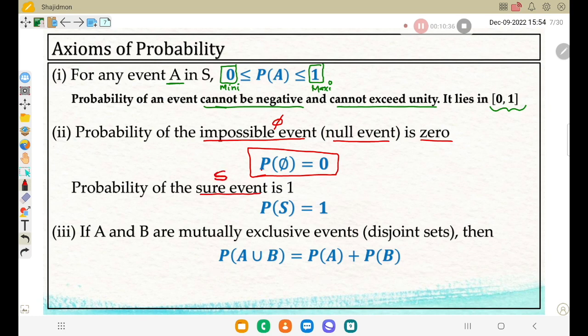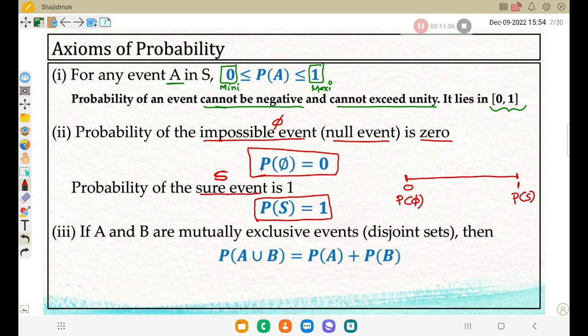A sure event means S, the sample space. So the probability of S should be equal to 1. Hope you understood that one. The probability of a null event is 0, and the probability of a sure event should be equal to 1. The probability value starts at 0, meaning the probability of a null event is 0, and the sample space has the maximum value, which is equal to 1 here.